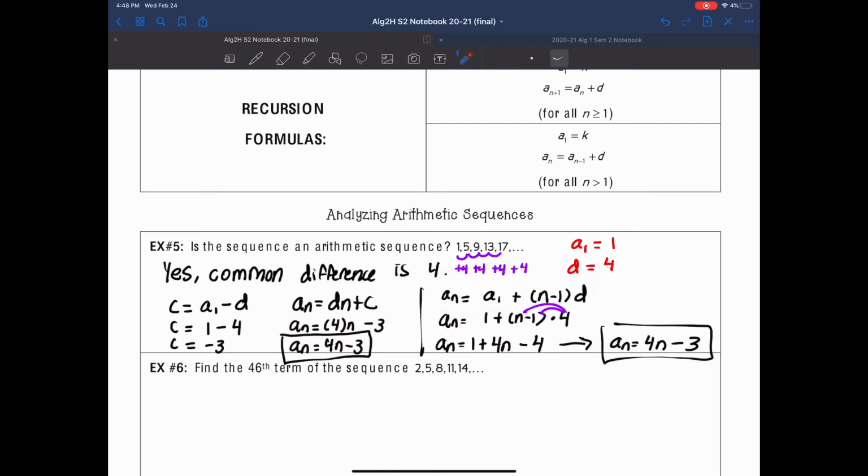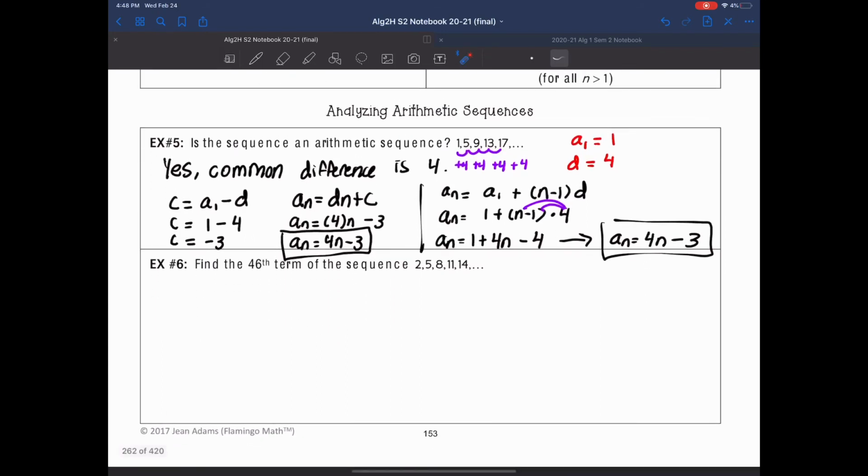All right, example number 6. We have: find the 46th term of the sequence 2, 5, 8, 11, 14, and so on. Okay, so now we need to use what we know about writing the rule of a sequence in order to find a specific term. Specifically, we want to look at the 46th term. So what we have to do first is identify the common difference and the first term, then write the rule of the sequence, and after we write the rule, we can find the 46th term. So first things first, let's figure out what the rule of the sequence is equal to.